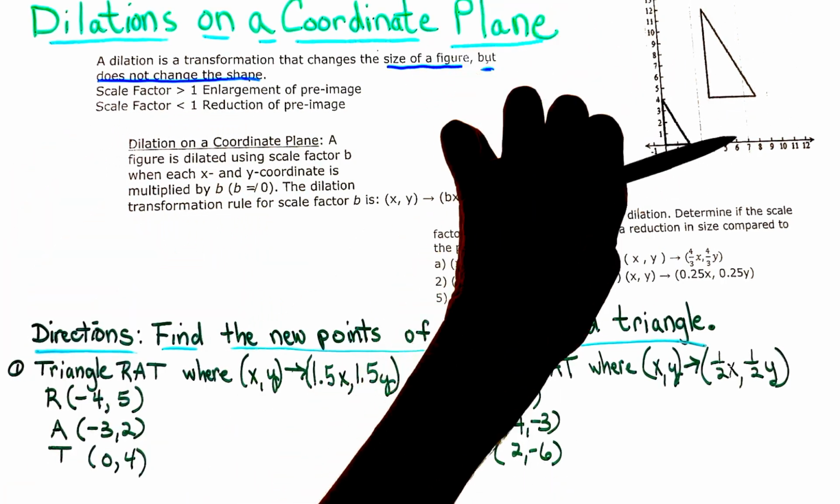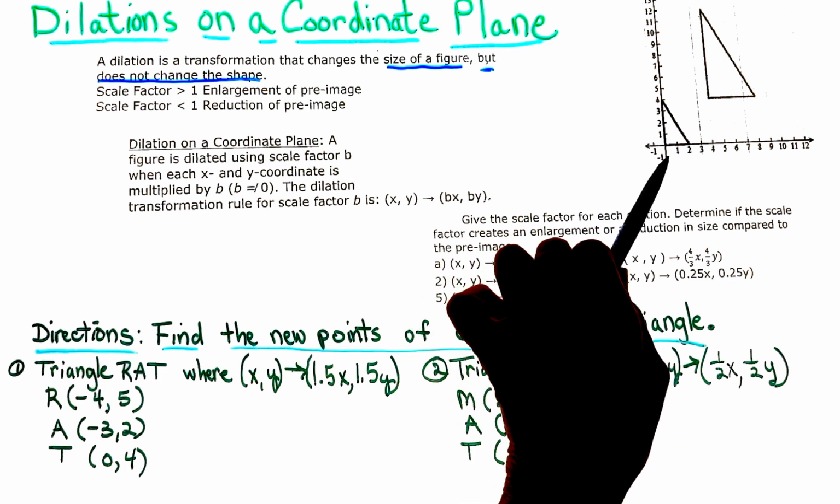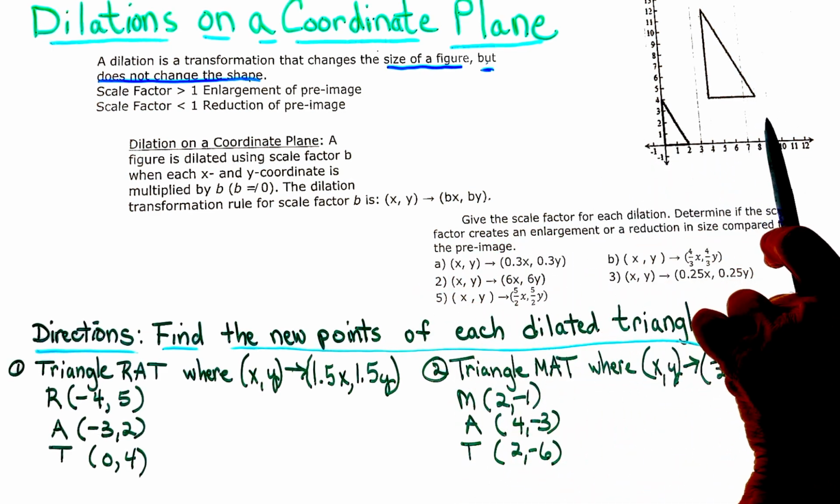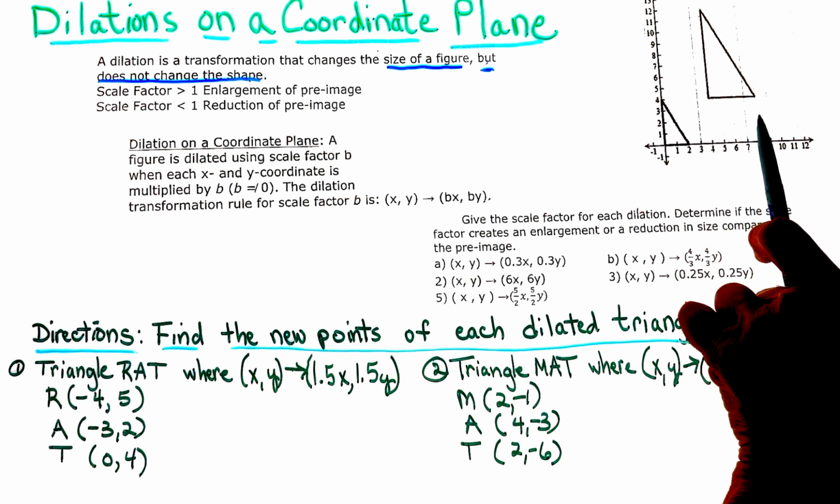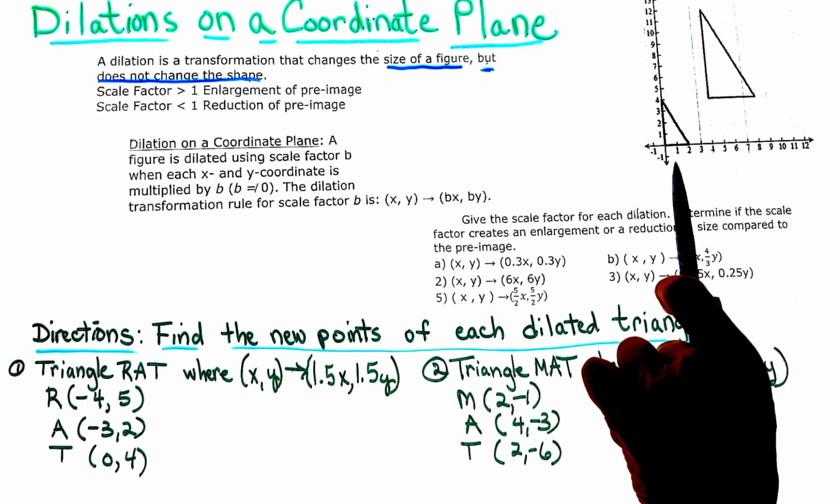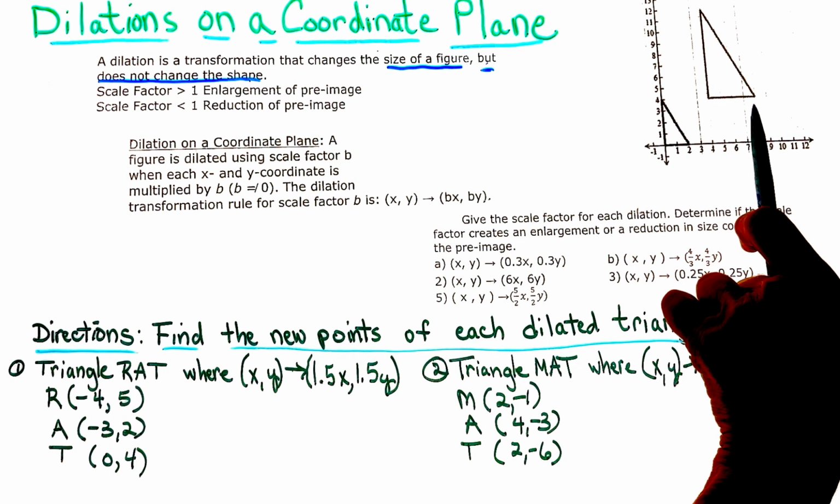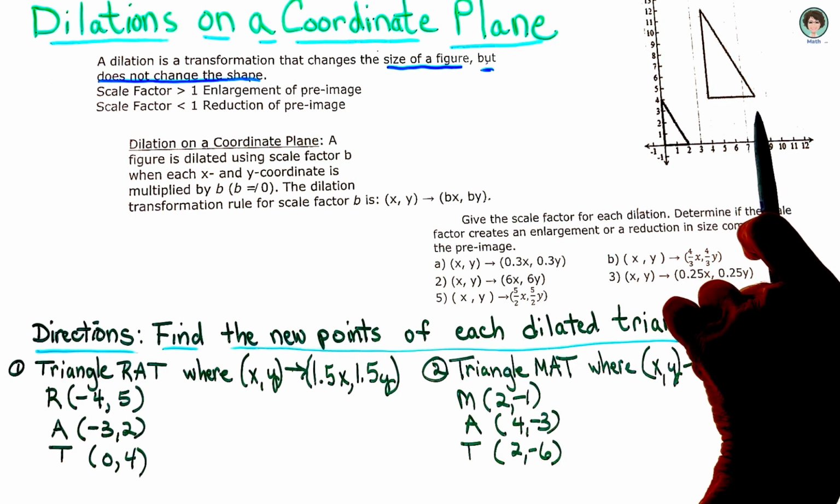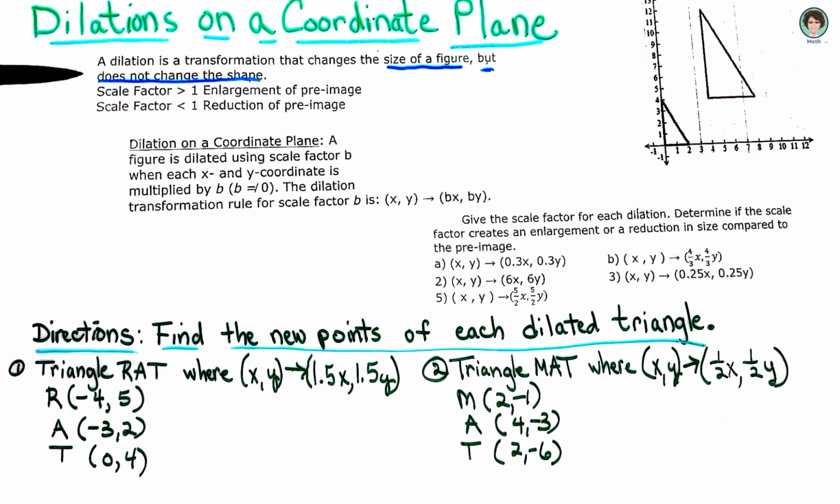So when we look over here at our picture, notice we start with a smaller triangle. And for this triangle, it is dilated and it actually goes from a small triangle to a larger triangle. Exact same shape, but a different size. So we're going to be talking about scale factors here. And we're talking about a scale factor.